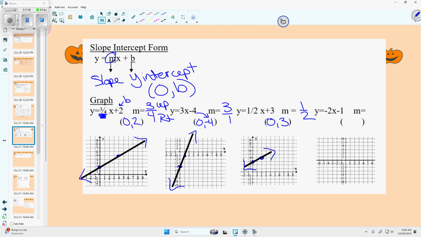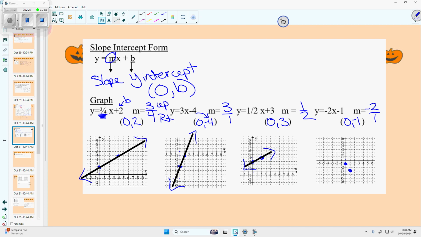What's my slope? Say again. -2. What would that be over? Perfect, because you can divide any integer by 1. What is my y-intercept? So where do I go? Okay, down to -1 from 0, 0. Okay. To the right, nice, because down was already negative.